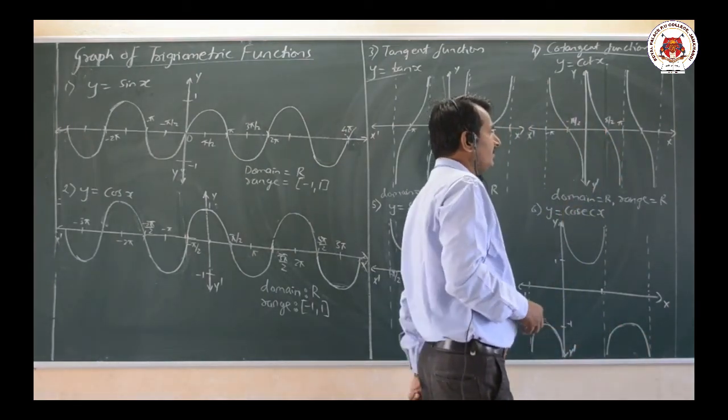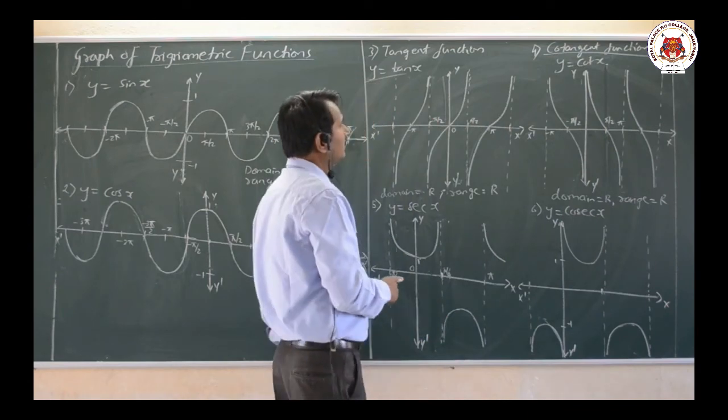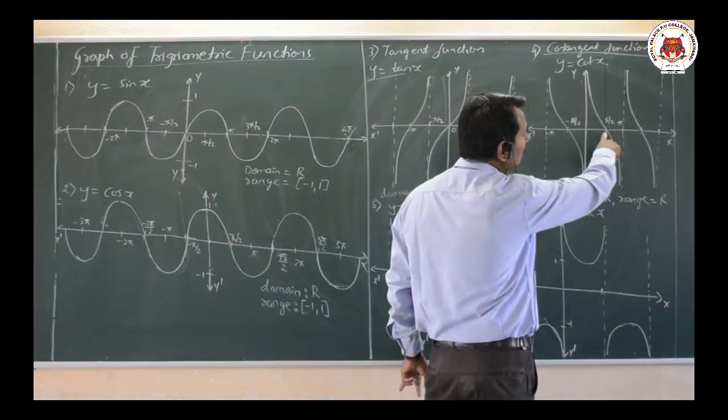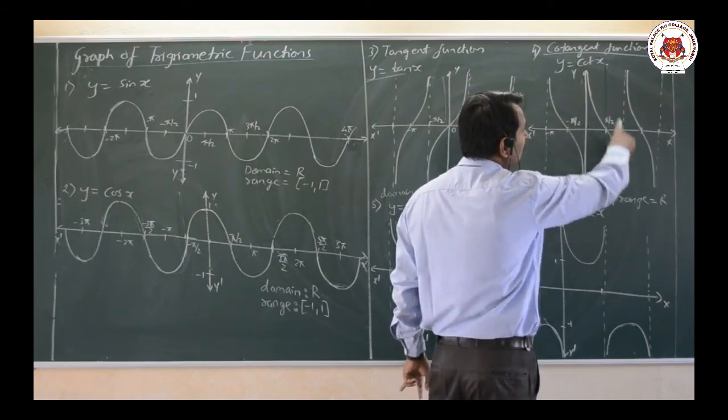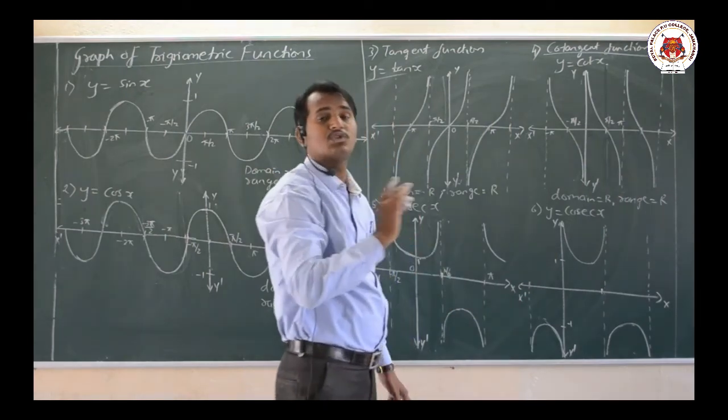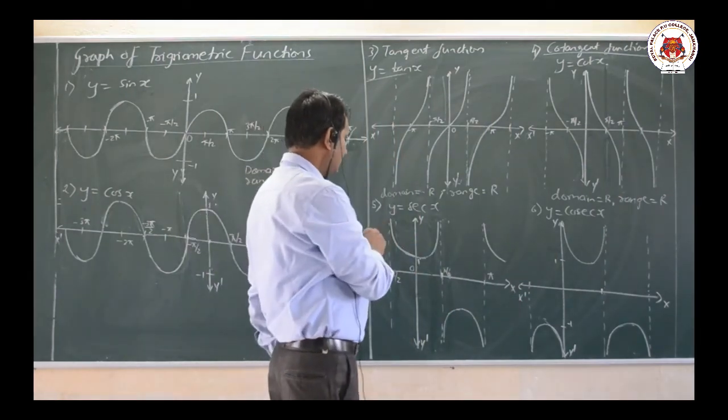Now here similarly we can observe that tan 0 value is 0 and cot pi by 2 value will be 0. So therefore the graph is of this particular shape here, and here the domain and the range are both R itself.